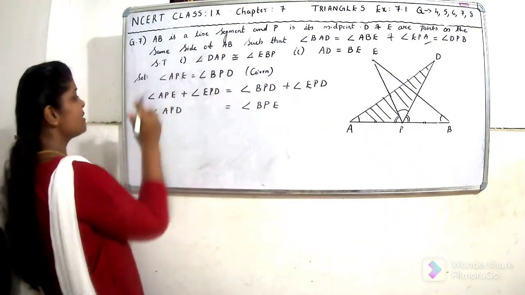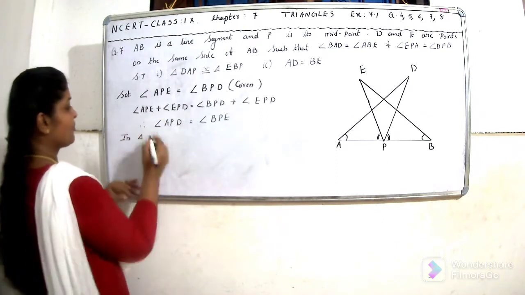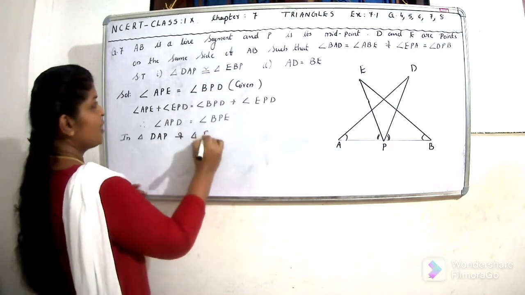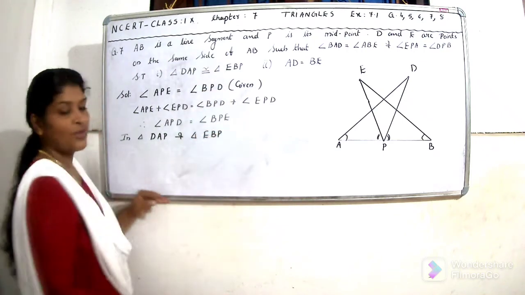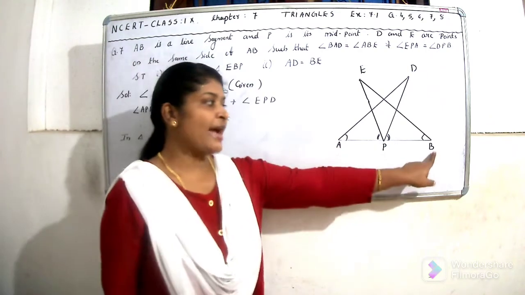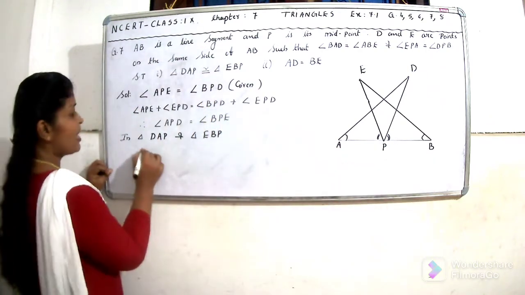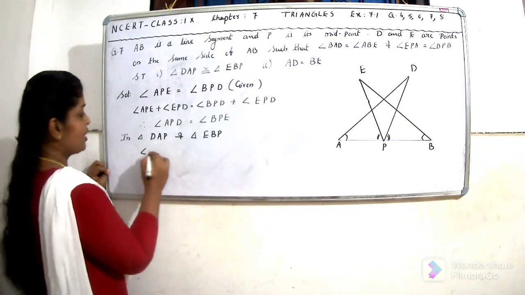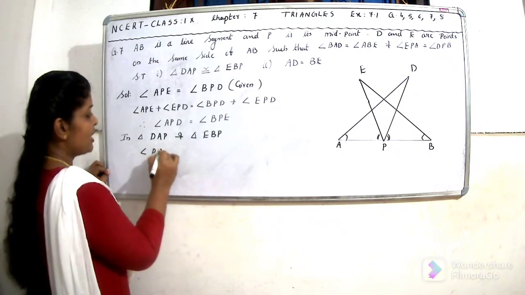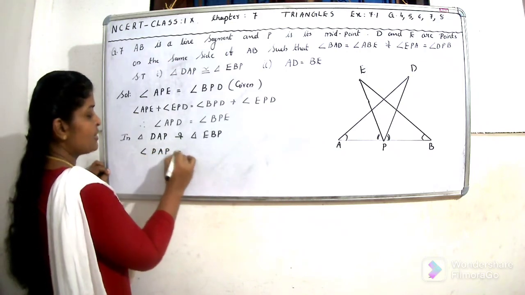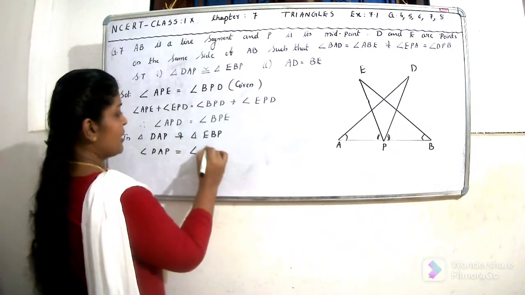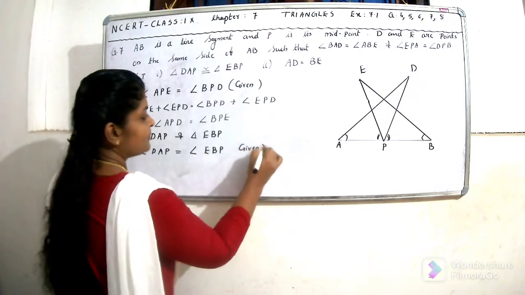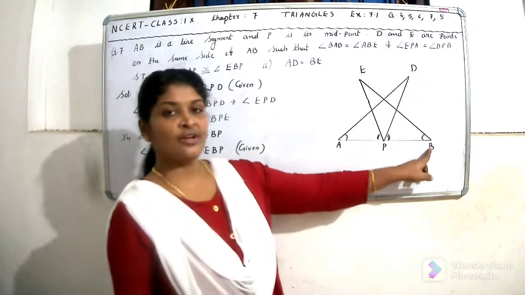Now we have to consider the triangles. In triangle DAP and triangle EBP, angle A and angle B are equal. So angle DAP is equal to angle EBP, given. These two angles are equal, that is given.